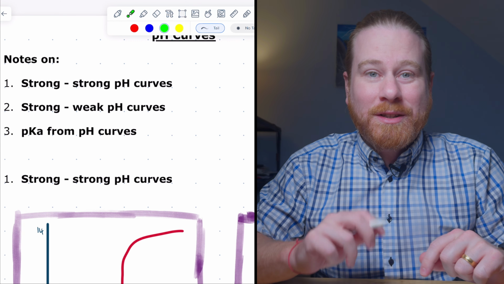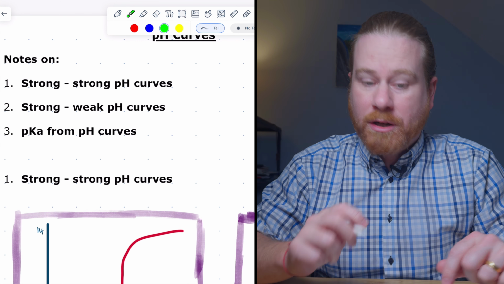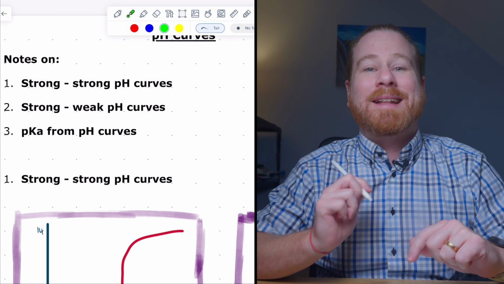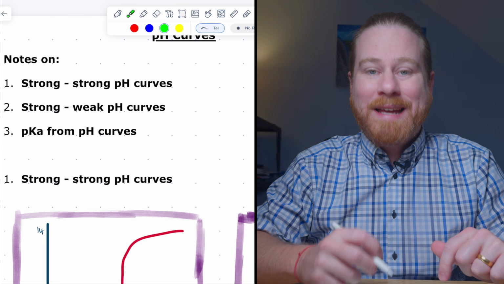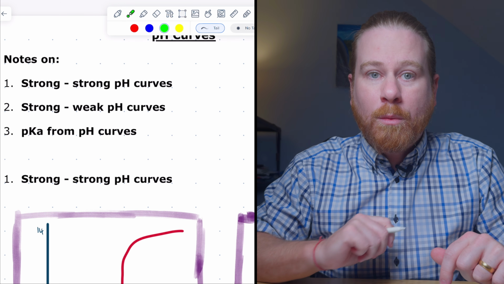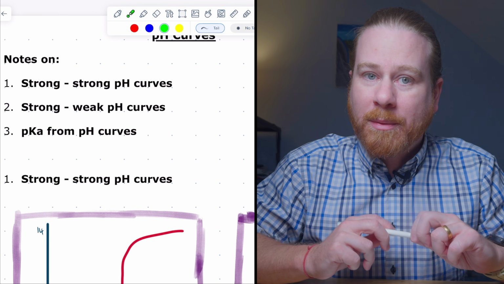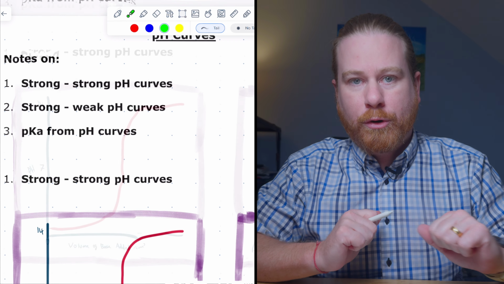Today we're going to be looking at the subtle differences between the different pH curve graphs and understand why we have those differences, and then we're going to look at how we can get a pKa value from one of these graphs. And remember to download your own copy of this PDF so you can be making your own revision notes as we go through.